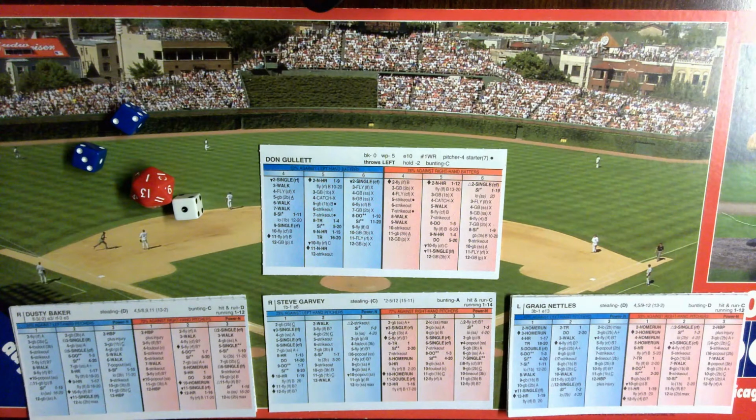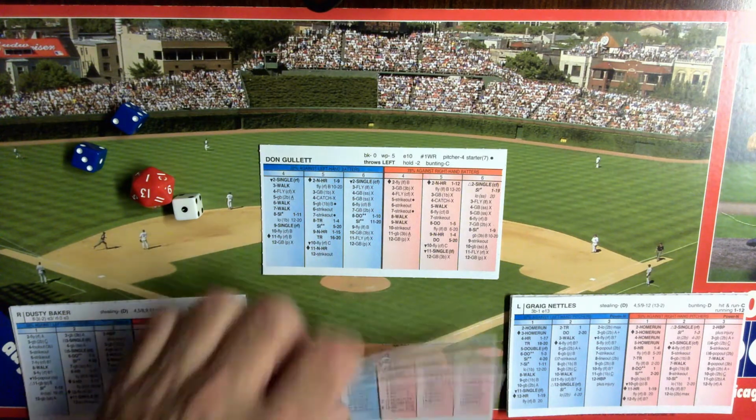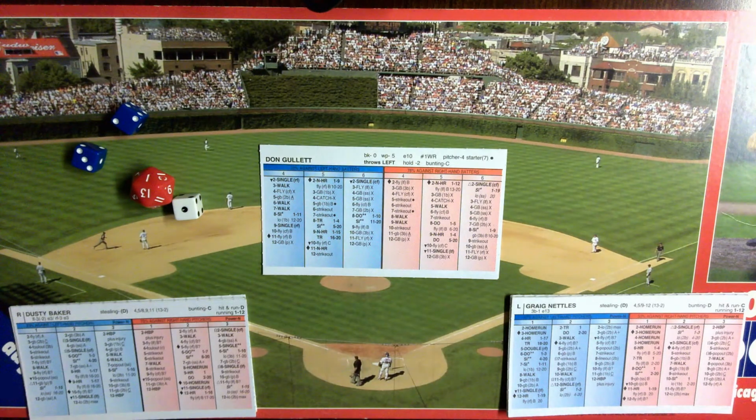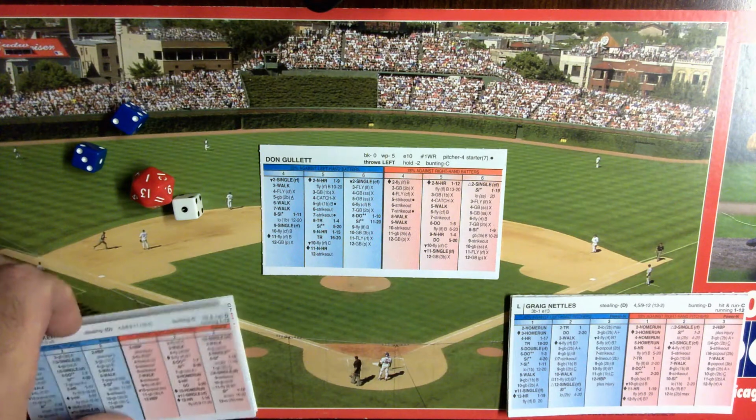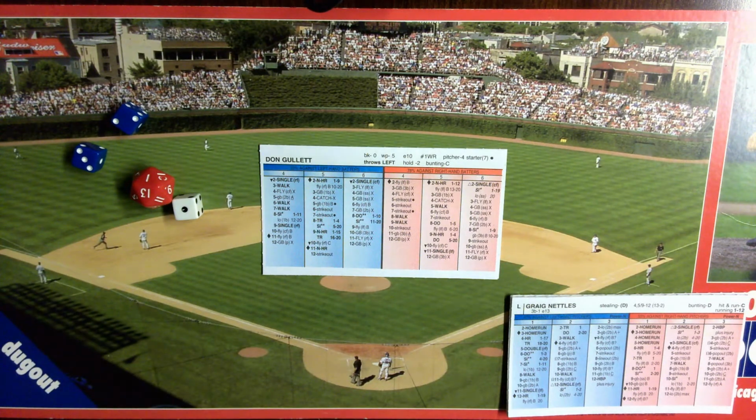Gillette continues to work fast. That is his 3, 4, 5. Gillette's had 5 of his 7 innings, 3 up, 3 down. So extremely efficient today on the mound is the lefty Don Gillette for the Yankees.